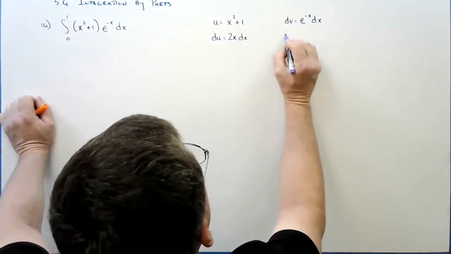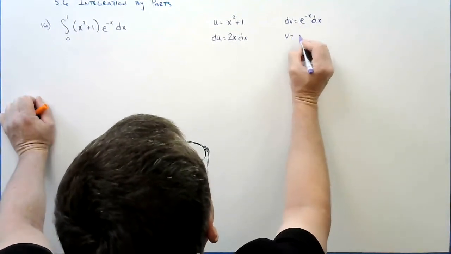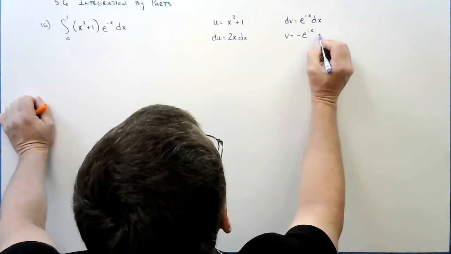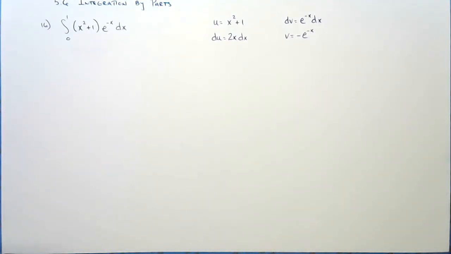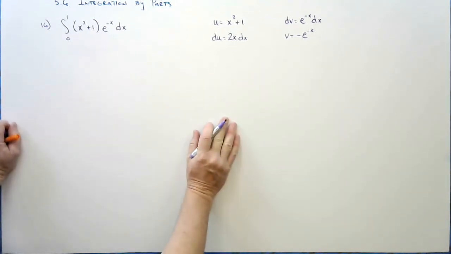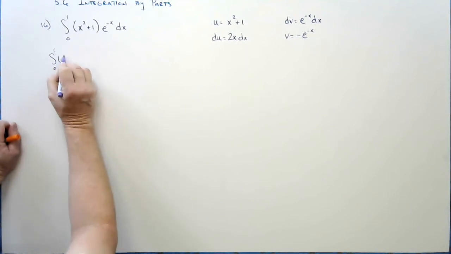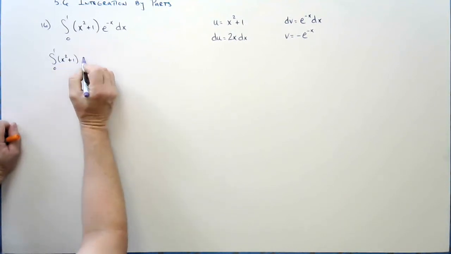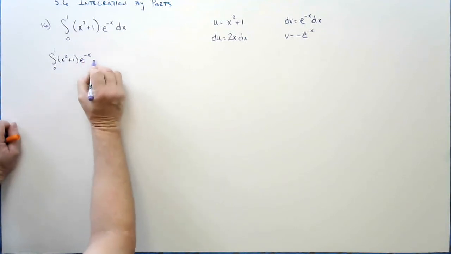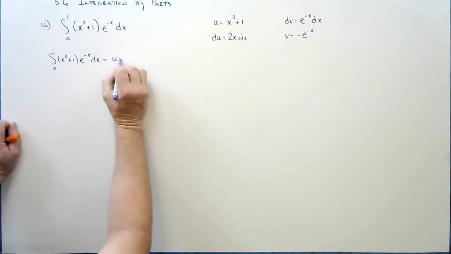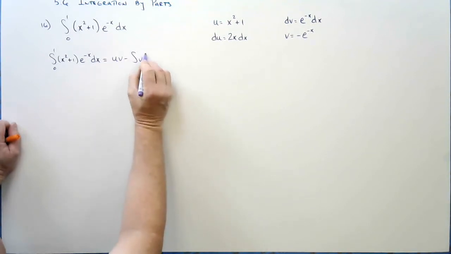When we integrate this, the integral of e to the minus x is minus e to the minus x, right? We would do a u substitution there to get that. And if we just take this approach, things look like they're going well for us. So if we rewrite this, the integral from 0 to 1, x squared plus 1, e to the minus x dx, that's going to be uv minus the integral of v du.